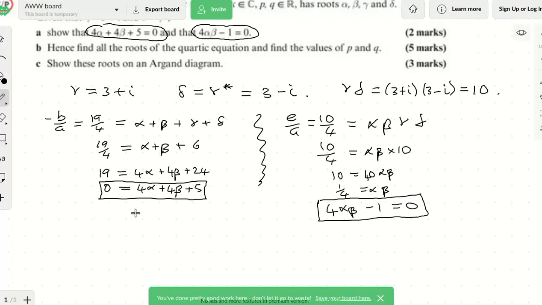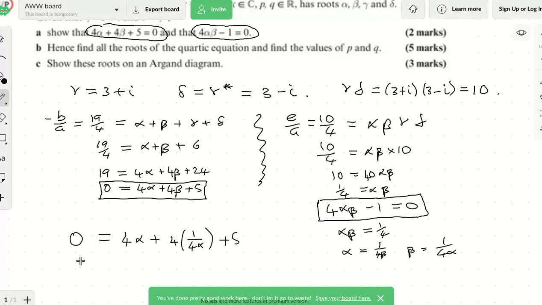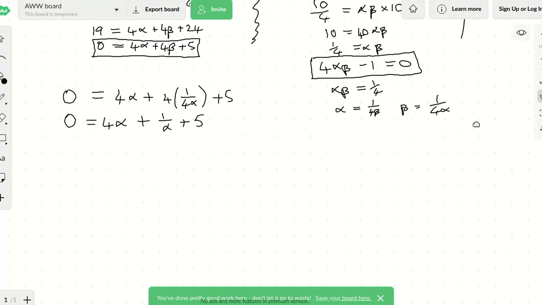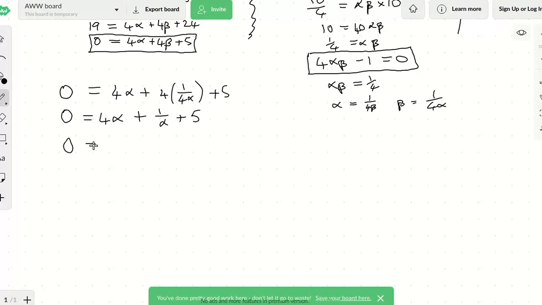Okay, so what do we get here? If I rearrange this, clearly alpha beta is a quarter, and so alpha is 1 over 4 beta, or if you like, beta is 1 over 4 alpha. I think I prefer that. It doesn't really matter. Plug it into here. I'm going to get 4 alpha plus 4 times 1 over 4 alpha plus 5. That's going to give me 0 equals 4 alpha plus 1 over alpha plus 5. That's a quadratic in disguise. Times by alpha: 4 alpha squared plus 5 alpha plus 1. Factorize.